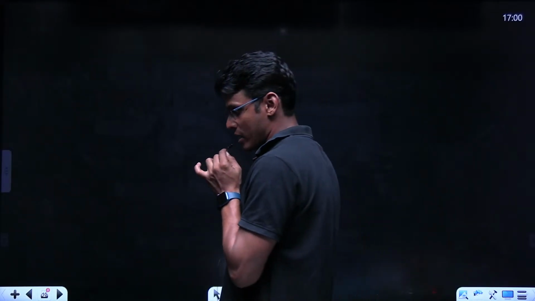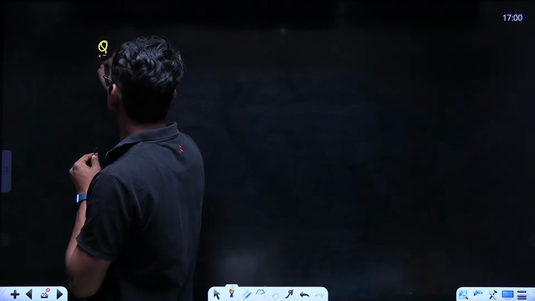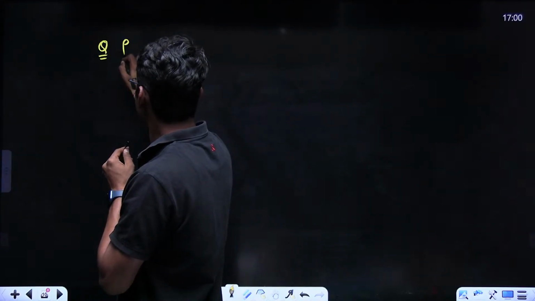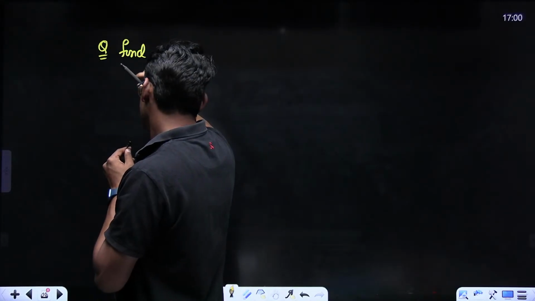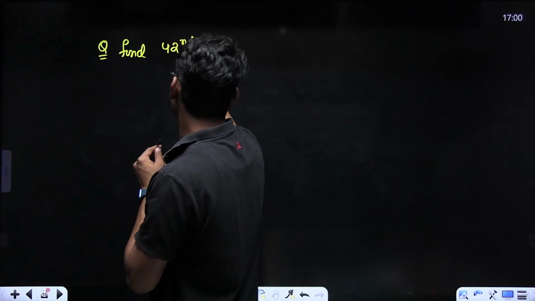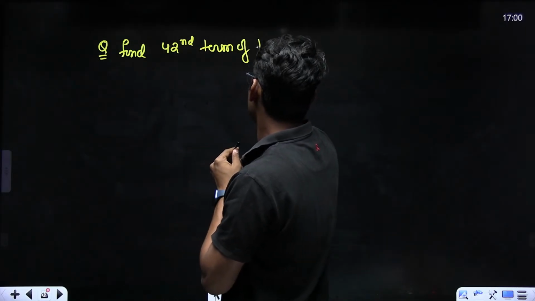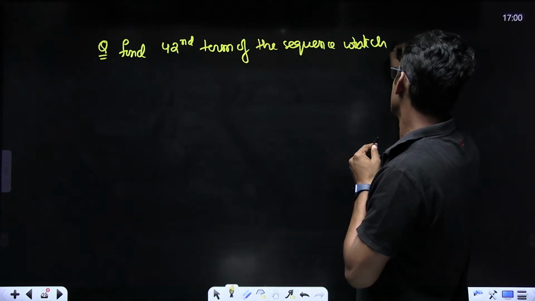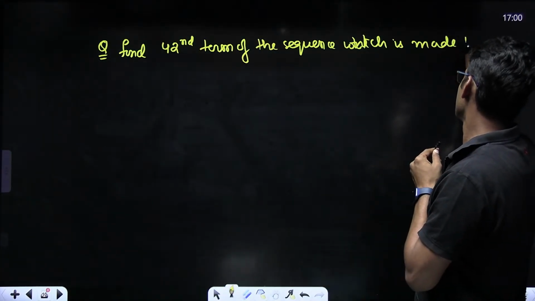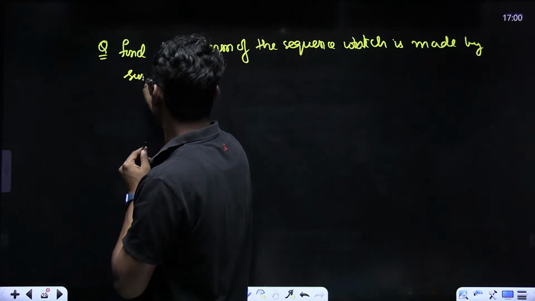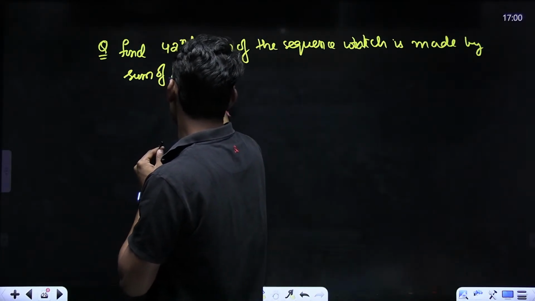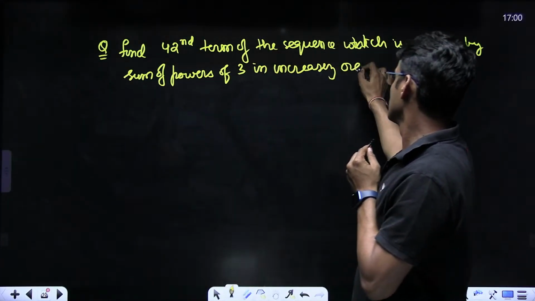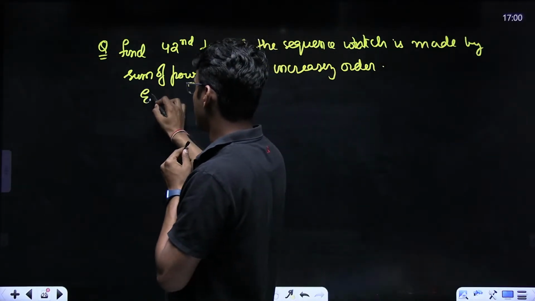Okay, now let's do it. Find the 42nd term of the sequence which is made by the sum of powers of 3 in increasing order. For example, I am writing the first few terms.